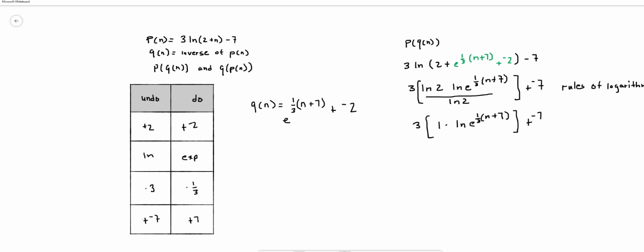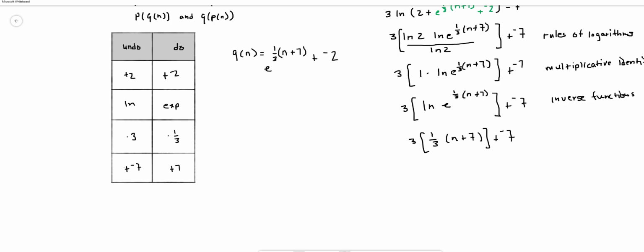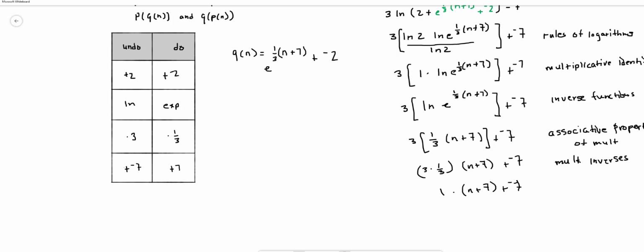1 is the multiplicative identity, so anything times 1 is itself. Log and the exponential function are inverse functions. So the inside here simplifies to 1/3 (n plus 7). We will now use the associative property of multiplication to group the 3 and 1/3 together. 3 and 1/3 are multiplicative inverses, so they multiply to 1. 1 is the multiplicative identity, so anything times 1 is itself.